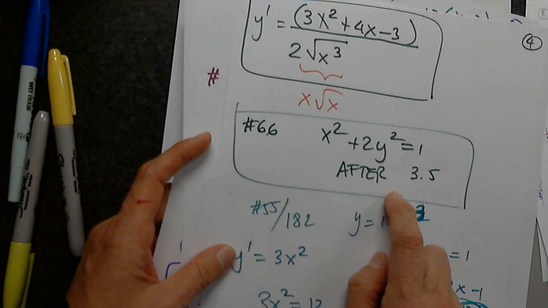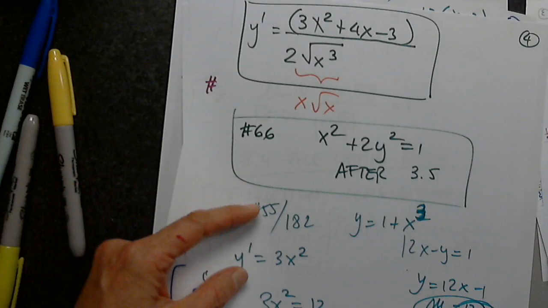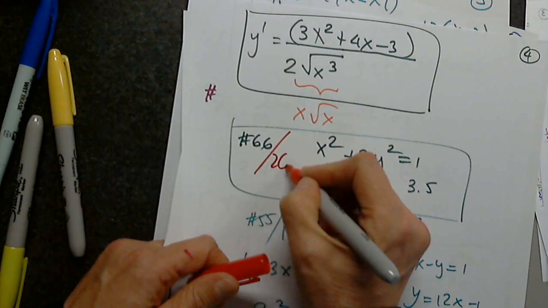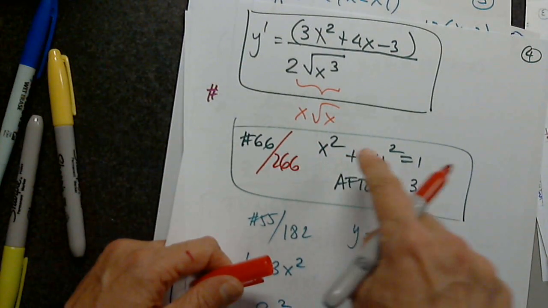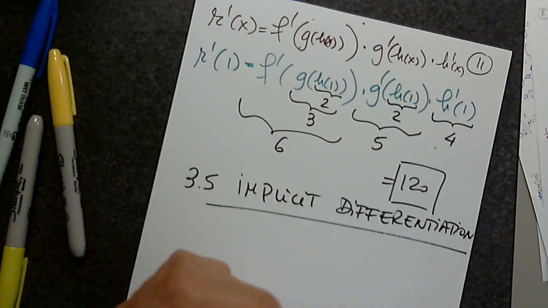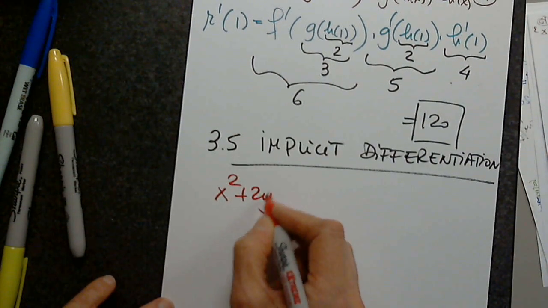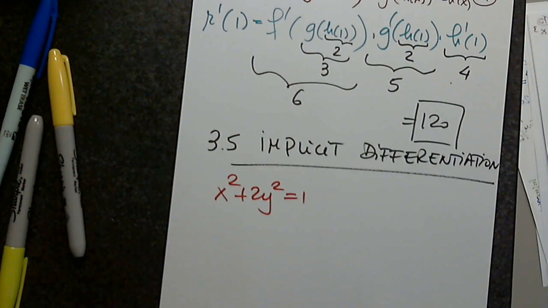Okay, let's start with this. What page was this? 266. Okay, so x squared plus 2y squared equals 1. Can I solve for y?